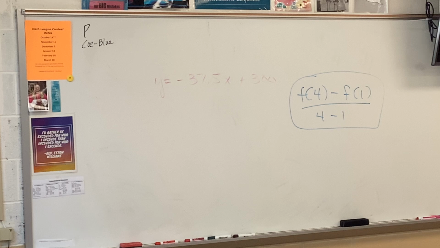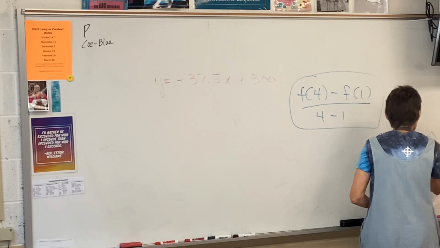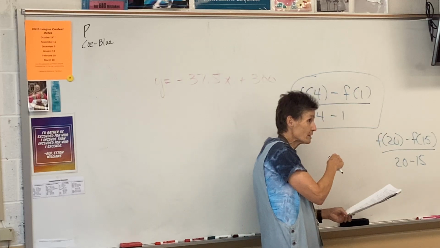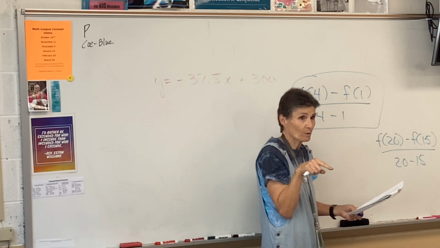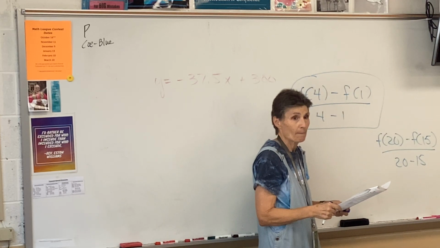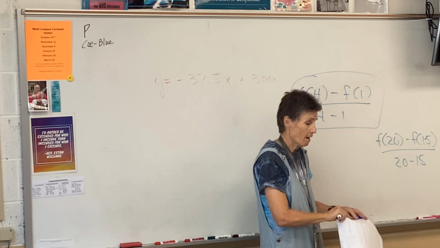And then what about C? The rate of change doesn't change in a linear function, right? So if you have f of 20 minus f of 15 over 20 minus 15, isn't that the average rate of change? And what do we know about the average rate of change in this problem? It is -9. -9. Are we good? All right.